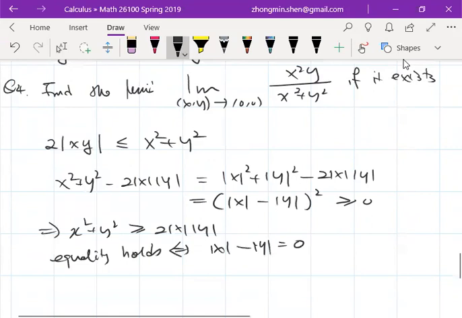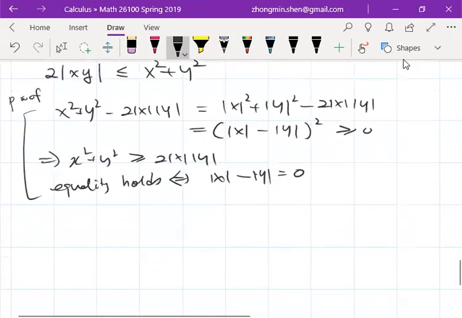That should be the same value. Okay, so this is a proof. Anyway, this inequality is very important, and it's much easier for you to prove, right? So now x squared y, you want to prove this is going to be 0, so you take the absolute value.